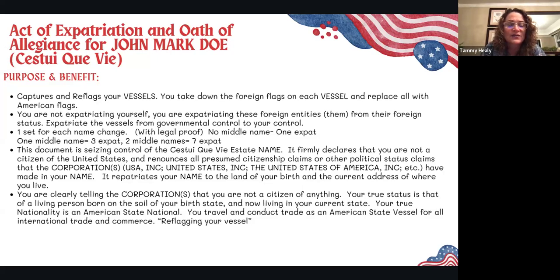Your true status is that of a living person born on the soil of your birth state and now living in your current state. Your true nationality is an American state national. You travel and conduct trade as an American state vessel for all international trade and commerce, reflagging your vessel.